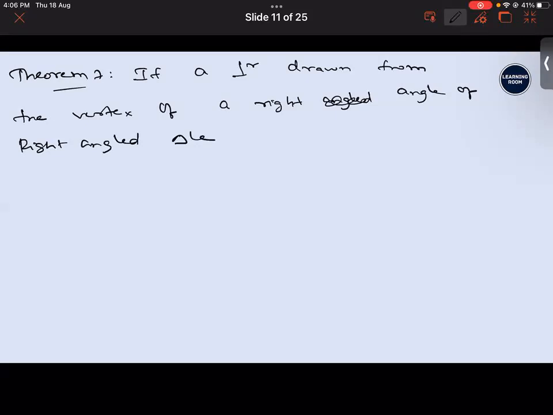So when you drop a perpendicular from the right angle to the opposite side, what would be the opposite side of the right angle basically? Hypotenuse is the side which is opposite to 90 degrees. So if a perpendicular is drawn from the vertex of a right angle triangle to the hypotenuse, then what is going to happen? Then the triangles on both sides of the perpendicular are similar to the whole triangle and each other.